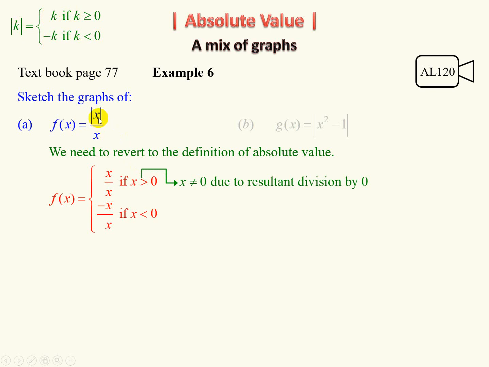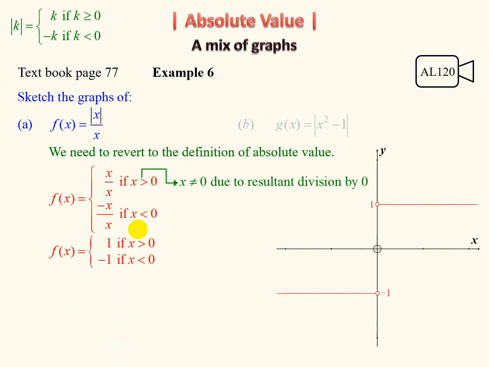Notice that the absolute value of x is x. I haven't put greater than or equal to there, although there's a greater than or equal to in the definition, because we have the resultant division by 0. We can't have 0 over 0, so therefore x is only greater than 0. And then we have the sign change, negative x over x if x is less than 0, which gives us that. So it's two simple graphs.